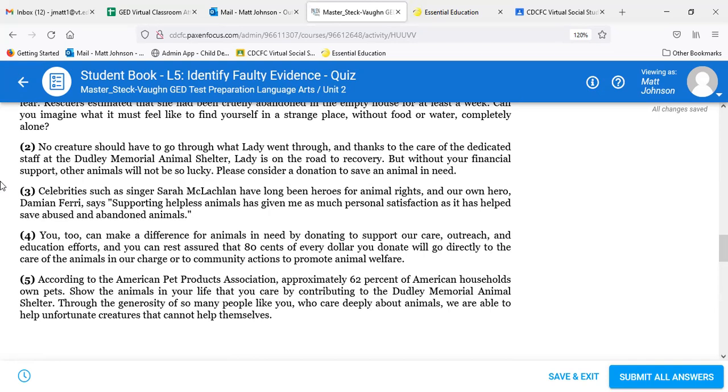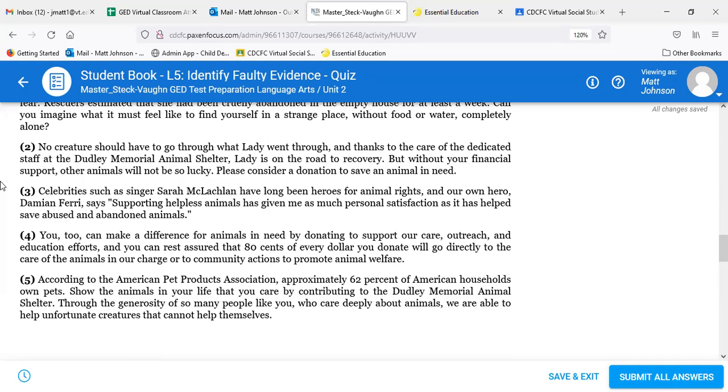Singer Sarah McLachlan has long been a hero for animal rights, and our own hero, Damien Ferry, says supporting helpless animals has given me as much personal satisfaction as it has helped save abused and abandoned animals. You too can make a difference for animals in need by donating to support our care, outreach, and education efforts. And you can rest assured that 80 cents of every dollar you donate will go directly to the care of the animals in our charge or to community actions to promote animal welfare.